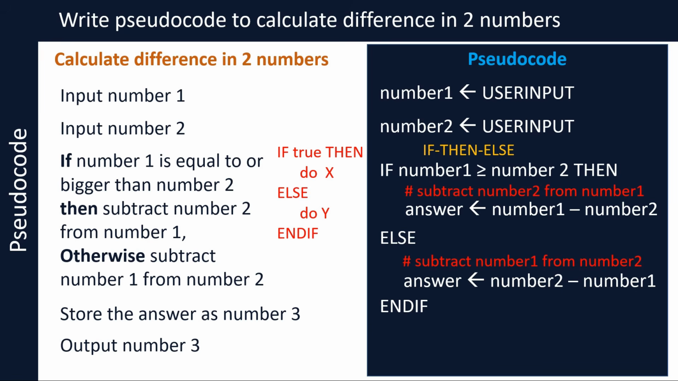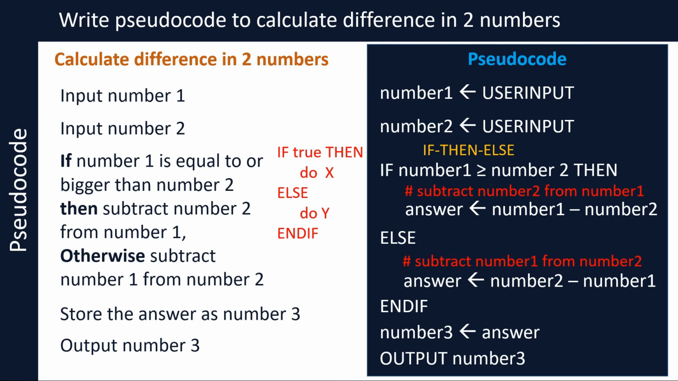In the next step, we store the answer we got by subtracting one number from the other into a variable called number 3. This could be written as. Finally, we output the value stored in variable number 3. We can write this as.